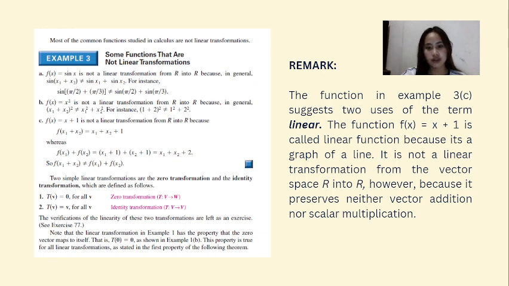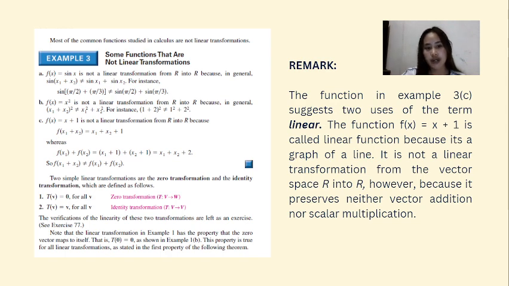So, no need for that. Note that the linear transformation in example 1 has the property that the zero vector maps to itself. That is, T of 0 is equal to 0, which is the zero transformation. In example number 1b, this property is true for all linear transformations, as stated in the first property of the following theorem.